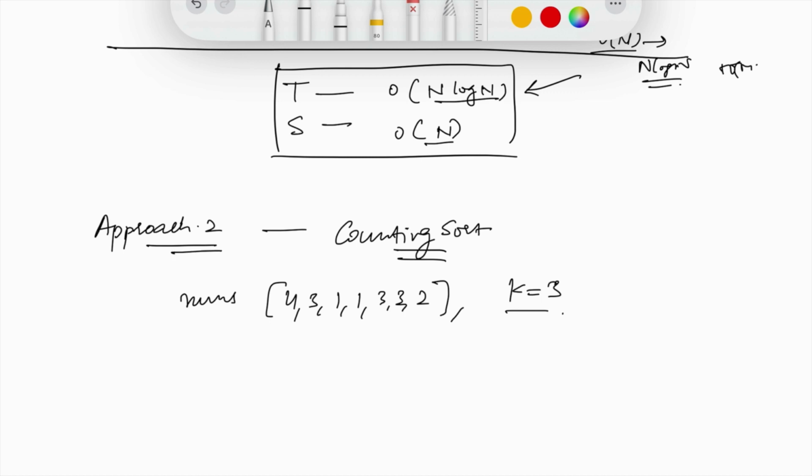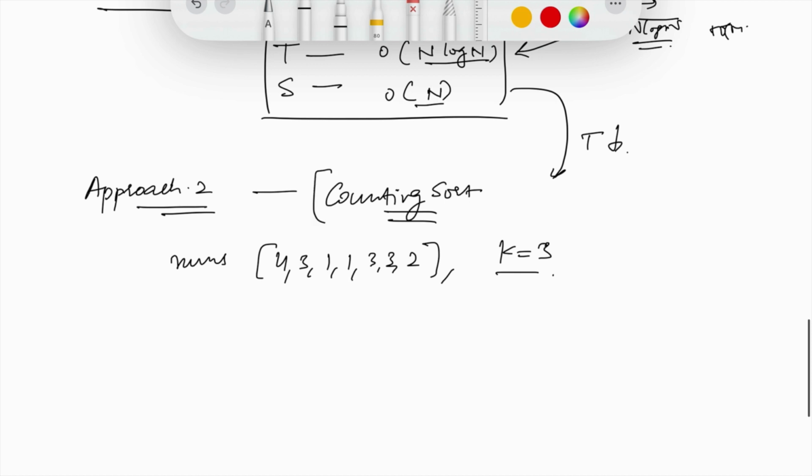Let's have a look at a different approach. In the previous approach, we solved it in the order of n log n time because we were sorting our frequency values. But in interviews, we can be asked a follow-up question to reduce the time of this solution. For that, we have an approach using counting sort, or you can say hashing.